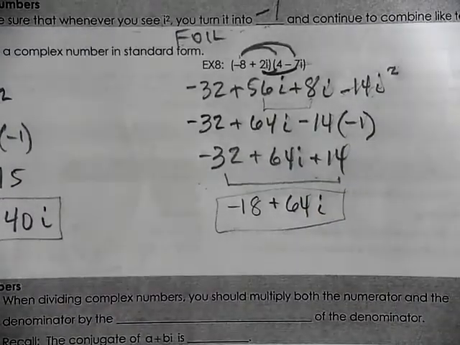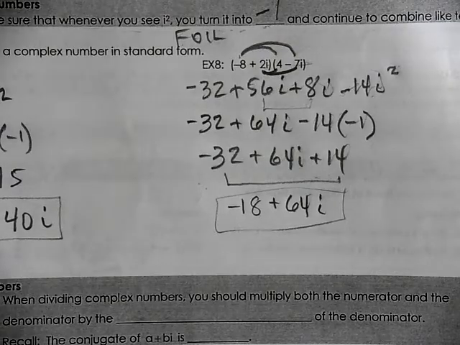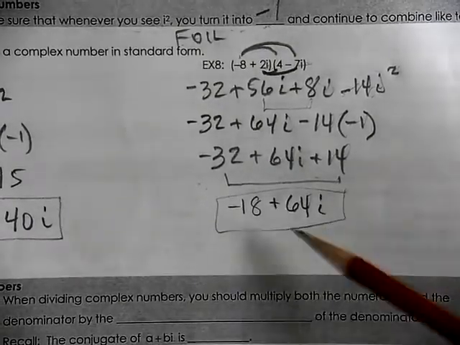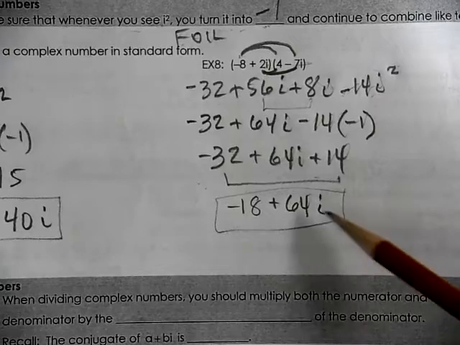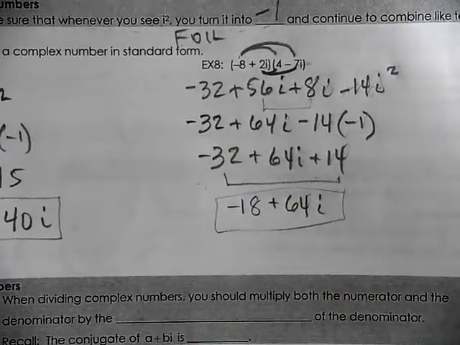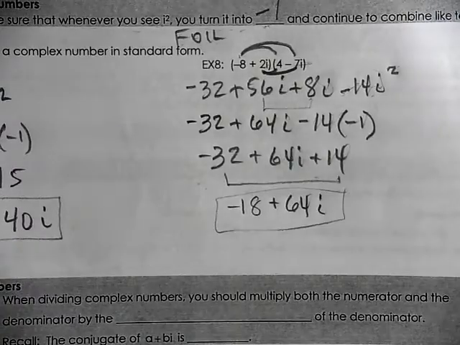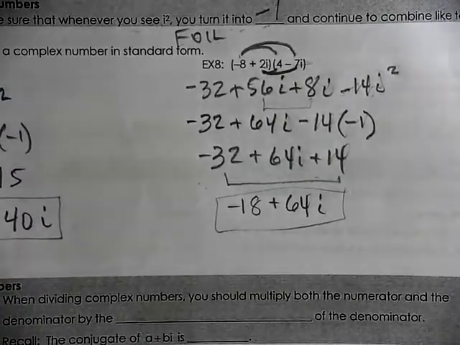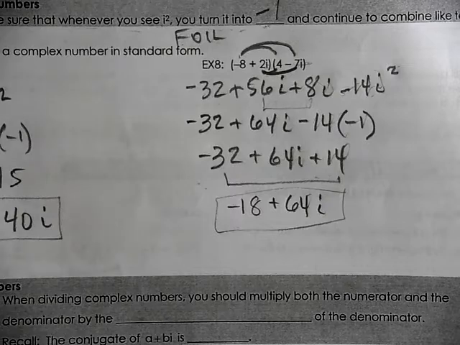Notice that none of my answers have an i squared involved. Answers do not have i squared. i squared is -1. Get rid of the i squared. Don't leave i squared like you would in a quadratic with x squared.